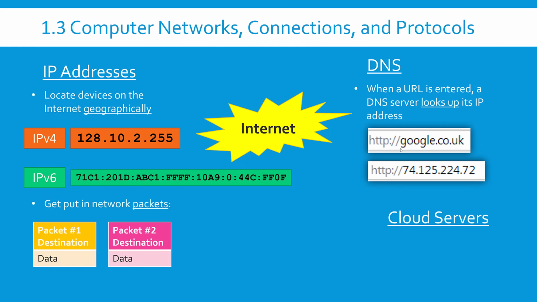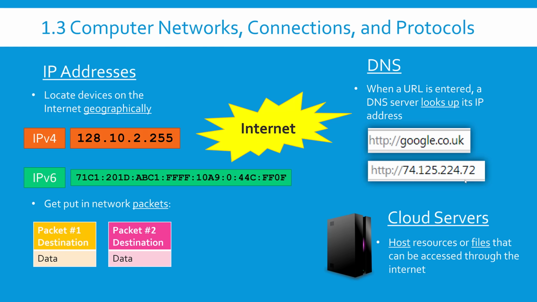Instead, we type in the URL, the Uniform Resource Locator, or the domain name, and a system called the Domain Name System will look up the corresponding IP address so we can connect to the website. And lastly, the cloud is where we have resources or files being hosted, as in held, somewhere else, and they can be accessed through the internet.